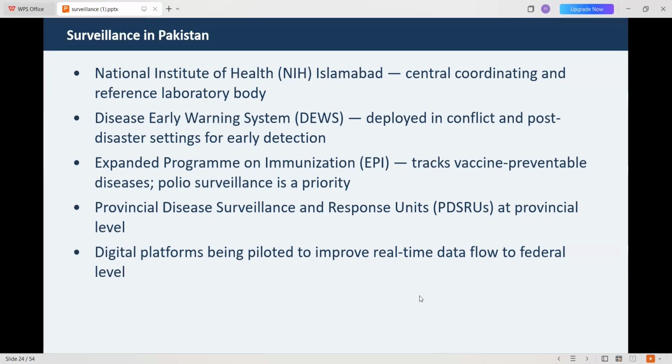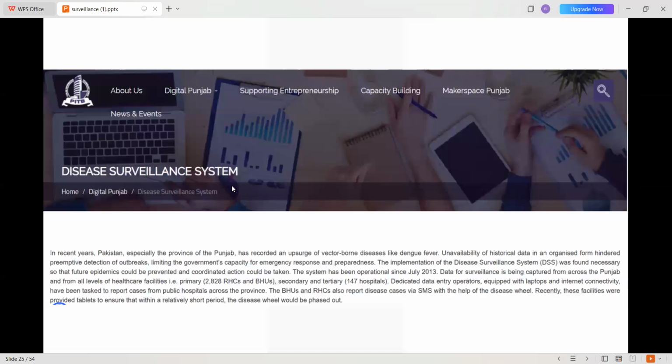Surveillance systems in Pakistan: NIH, the National Institute of Health, Islamabad, is the central coordinating and reference laboratory body. The Disease Early Warning System is deployed in conflict and post-disaster settings for early detection. The Expanded Program on Immunization tracks vaccine-preventable diseases, with polio surveillance a priority. The provincial disease surveillance system and response unit operates at the provincial level, with a digital platform being piloted to improve real-time data flow to the federal level. So this is the disease surveillance system.